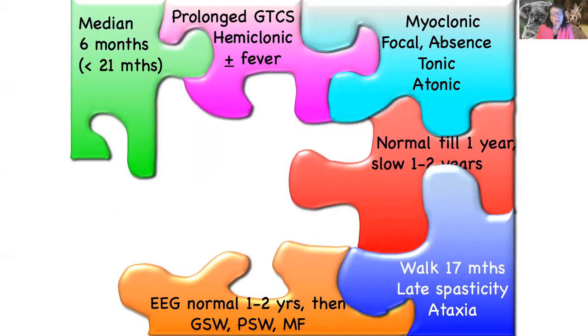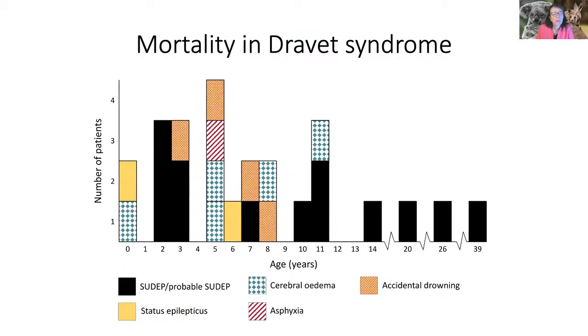The next point I wanted to move on to then was the mortality in Dravet syndrome. In this cohort, we've previously published on mortality, as have the Japanese and other groups. The take-home message here is that Dravet syndrome carries a mortality of 17% by 20 years of age, meaning that 83 out of 100 people will be alive at 20 years of age.